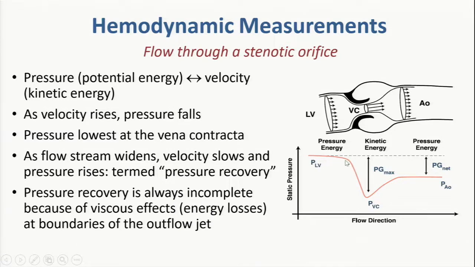So here we are, the pressure goes down here, and at this point, the vena contracta, we have the highest velocity, but the lowest pressure. Okay, then as the flow stream widens, the velocity will slow down a little bit, because we're giving up some kinetic energy and recovering some of that potential energy, or that pressure, and the pressure will come back up. This rise in the pressure after the vena contracta as the blood slows down is called pressure recovery.